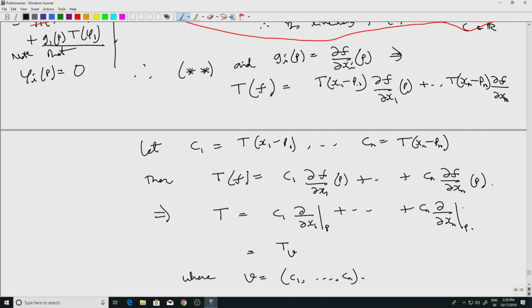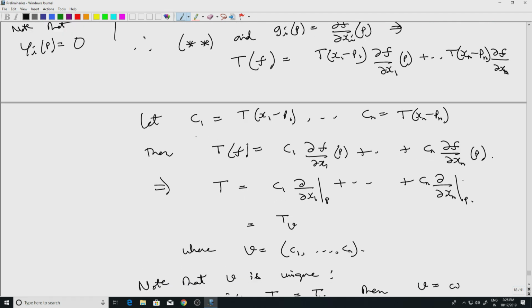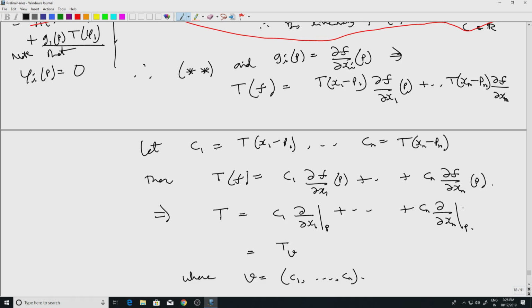Now, given the point p, these are just some numbers that we get, and of course given the point p and the derivation T, I get some numbers. C1 equals this, Cn equals this. So what I'm doing here is defining this C1, C2, etc. Once I have that, then I just rewrite it as T of f is C1 del f by del x1, and so on.